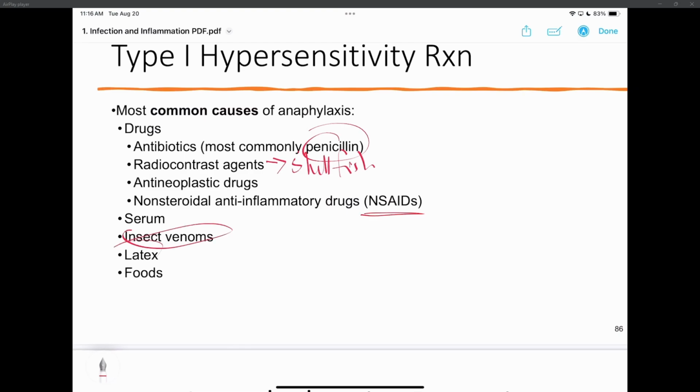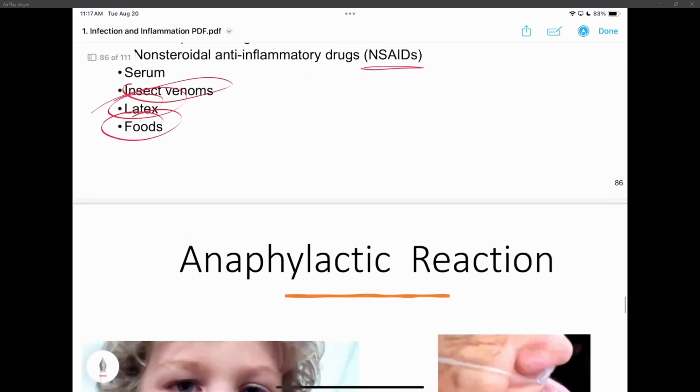Insect venoms, latex. If you have a latex allergy, let us know so that we get you the right gloves. We do have non-latex gloves, for surgery, because you have to wear fitted gloves. When you go for surgery, they'll have latex and non-latex gloves for you. Obviously, foods. This is where your peanut allergy comes in and other things.